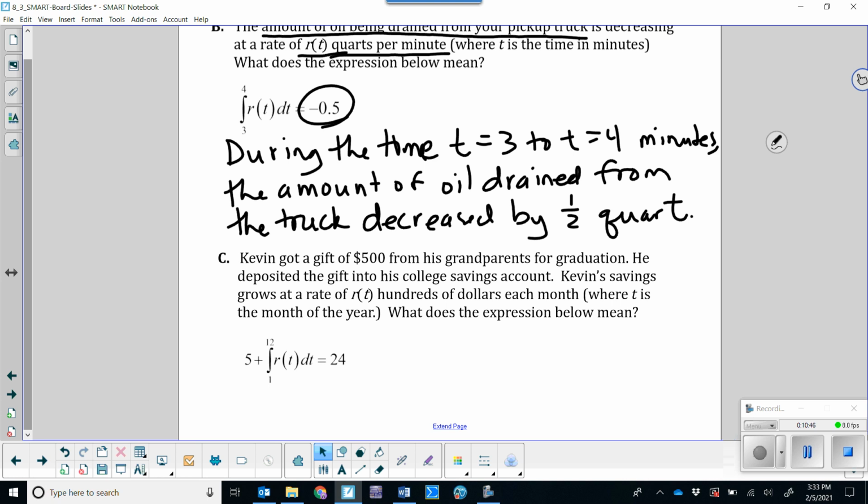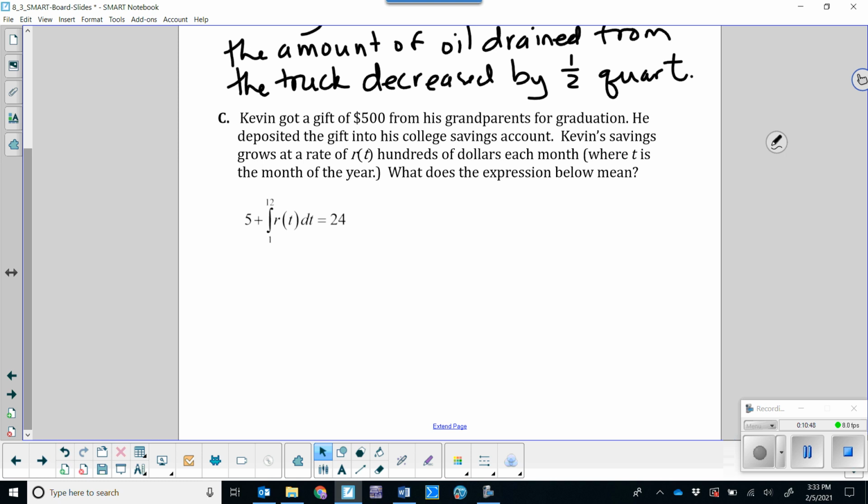Okay, so C, we have a person, Kevin, getting a gift of $500 from his parents for graduation. He deposited it into his college savings account. His savings account grows at a rate of R of T, hundreds of dollars each month. This is important. Hundreds of dollars each month. T is the month of the year. Okay, that's important. T is the month of the year. What does the expression below mean?